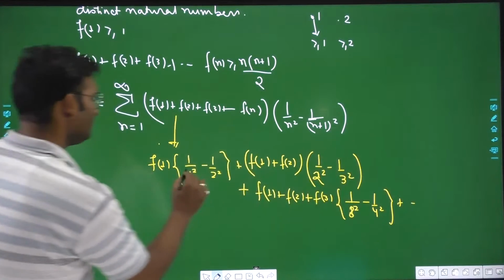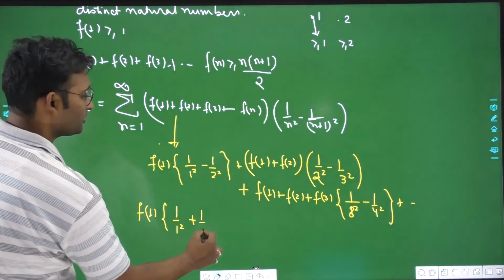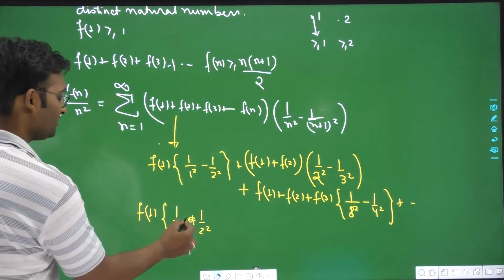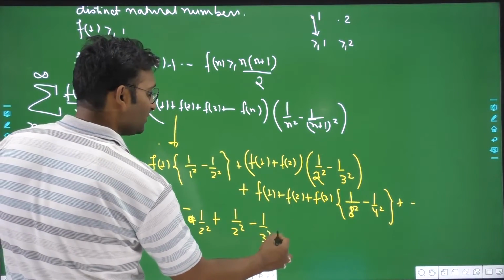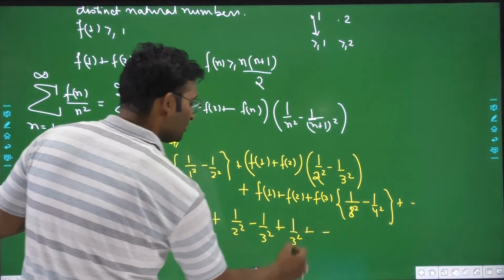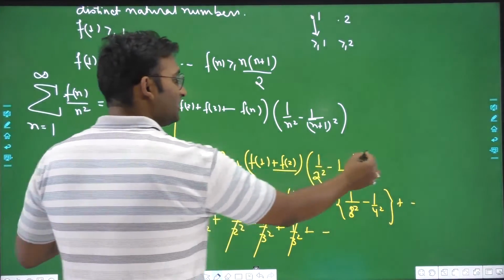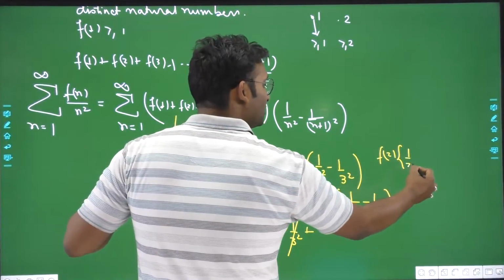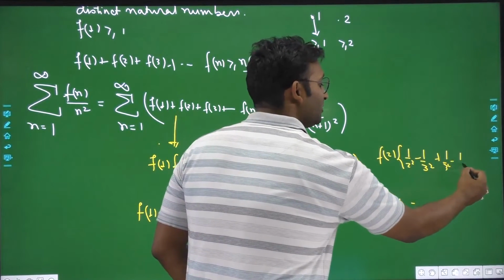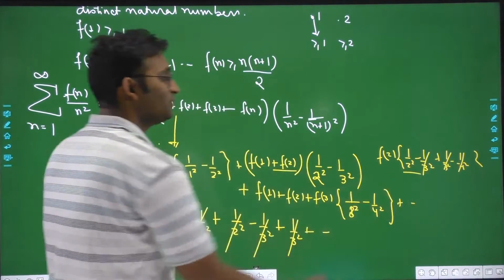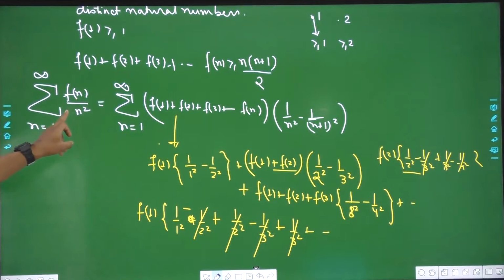Now think for yourself. Let me take f(1) common. Taking f(1) common, what is it? 1 upon 1 square minus 1 upon 2 square, then 1 upon 2 square minus 1 upon 3 square, then 1 upon 3 square, and so on and so forth. So what you are getting is f1 upon 1 square. Similarly with respect to 2, you are getting f(2) into 1 upon 2 square minus 1 upon 3 square, then plus 1 upon 3 square minus 1 upon 4 square, so this gets cancelled and you are left with f2 upon 2 square. So basically writing this pattern is equivalent to writing this.